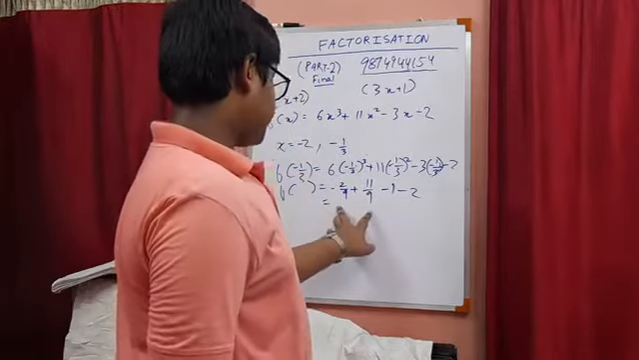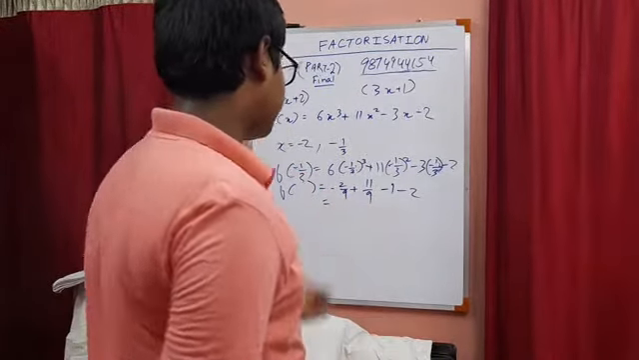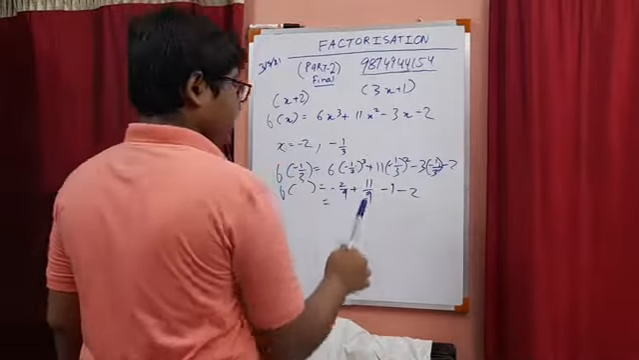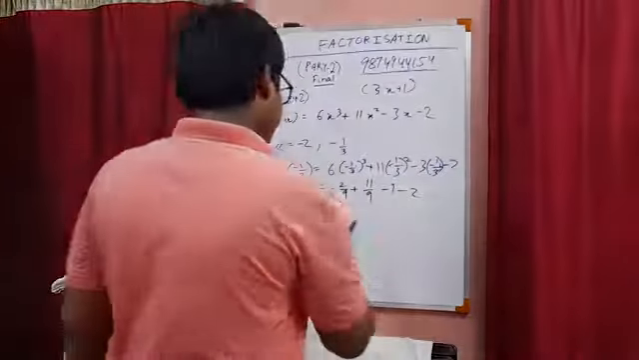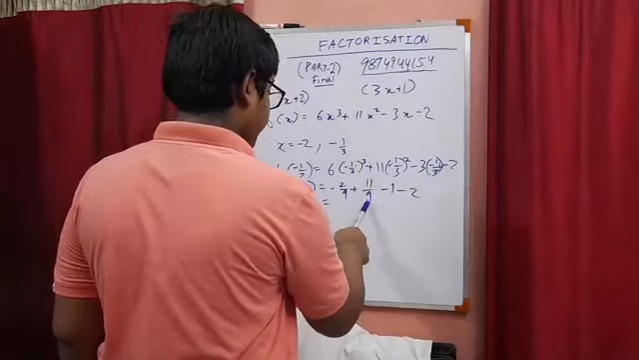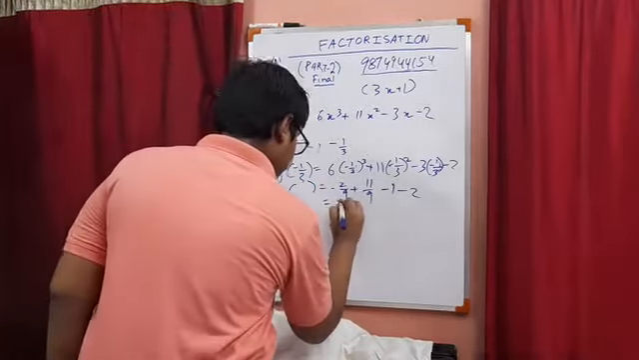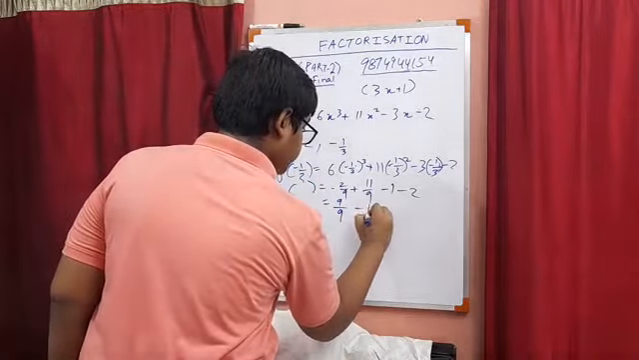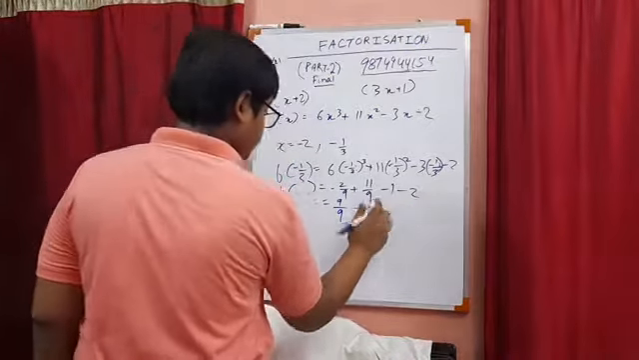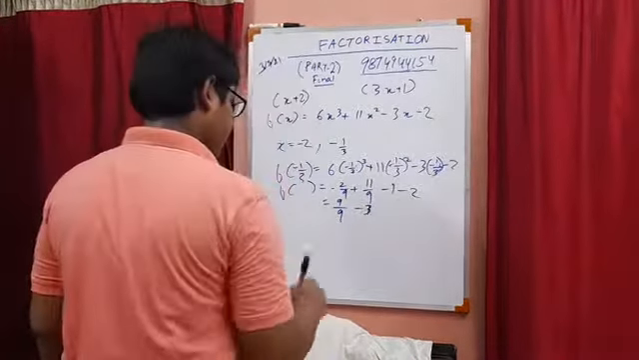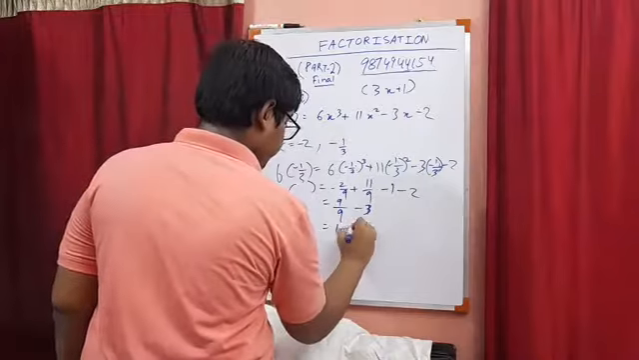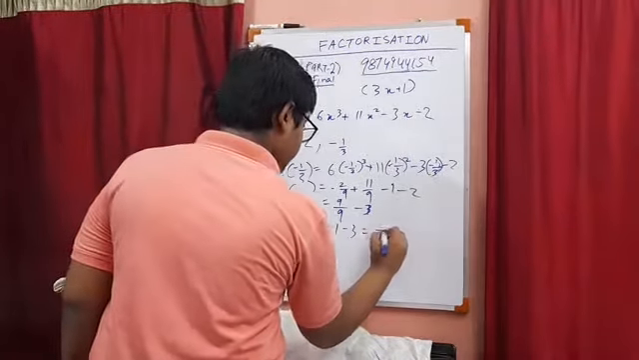Therefore we will first simplify this. Minus 2 by 9 plus 11 by 9, 11 minus 2 is 9. Therefore 9 by 9. Then minus 1 and minus 2 will become minus 3. 9 by 9 is equal to 1. 1 minus 3 is equal to minus 2.